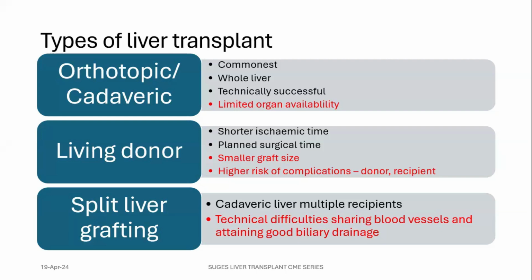Split liver grafting uses a cadaveric liver, but instead of giving the whole liver to one recipient, you have multiple recipients. So you may have one recipient getting the right lobe, another getting the left lobe. It, however, comes with technical difficulties of sharing blood vessels and attaining good biliary drainage because of the smaller sizes of the graft.